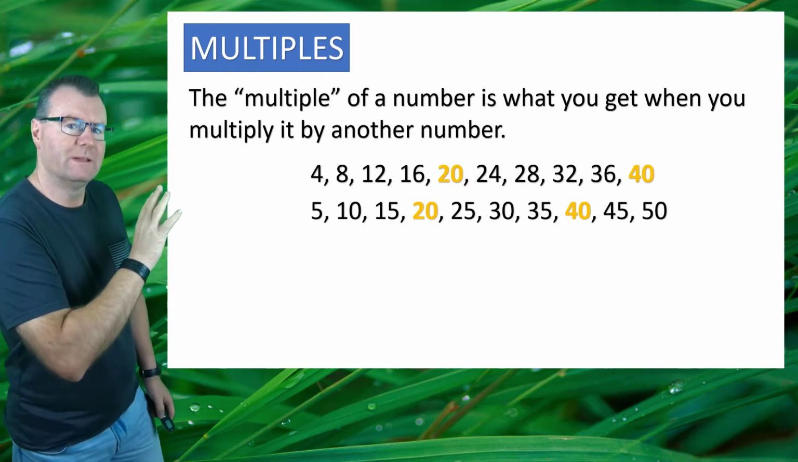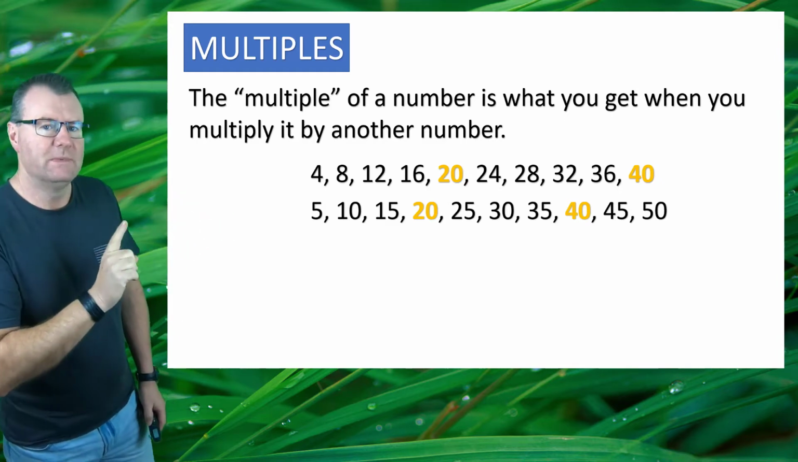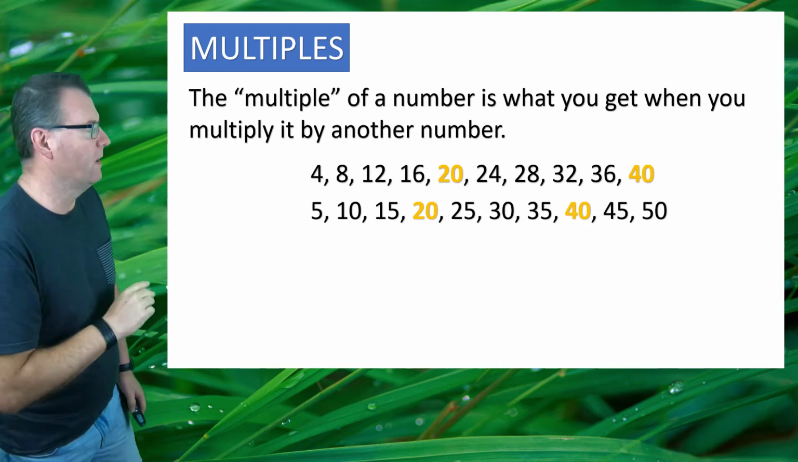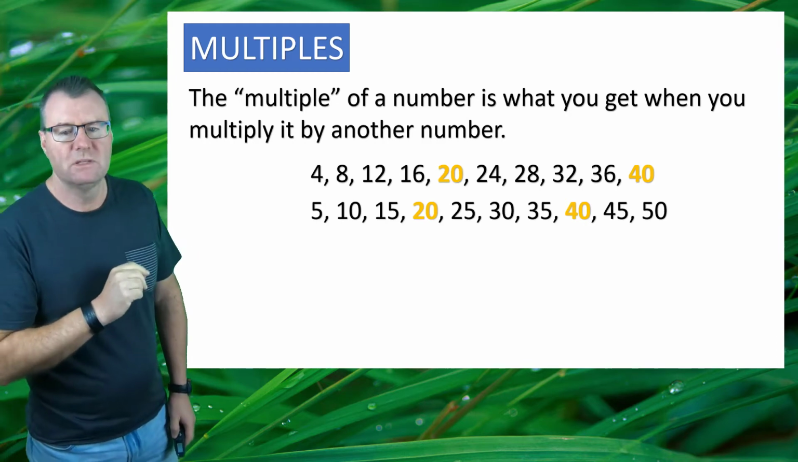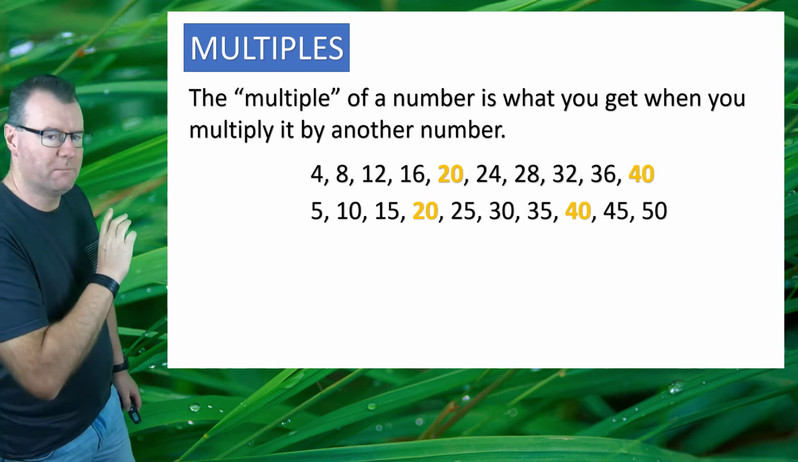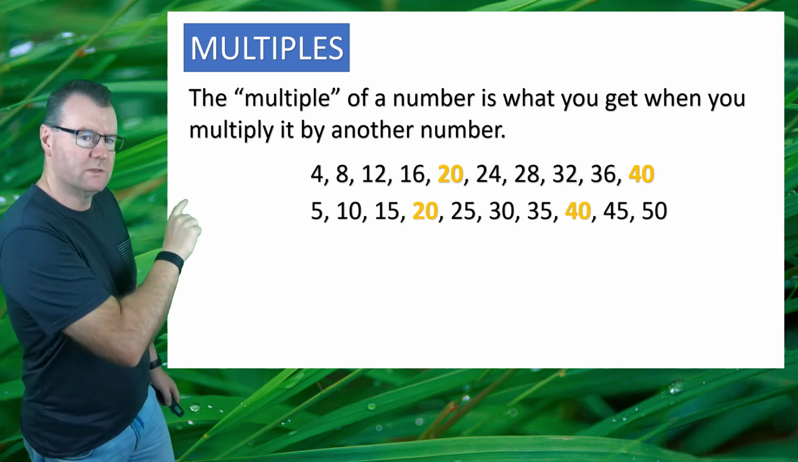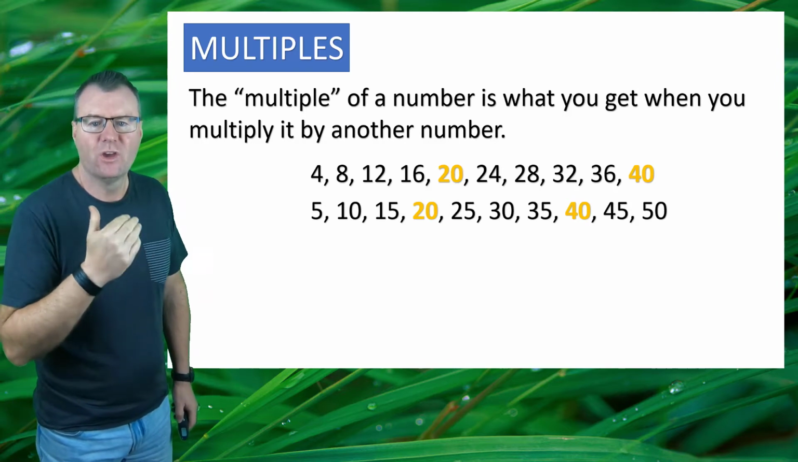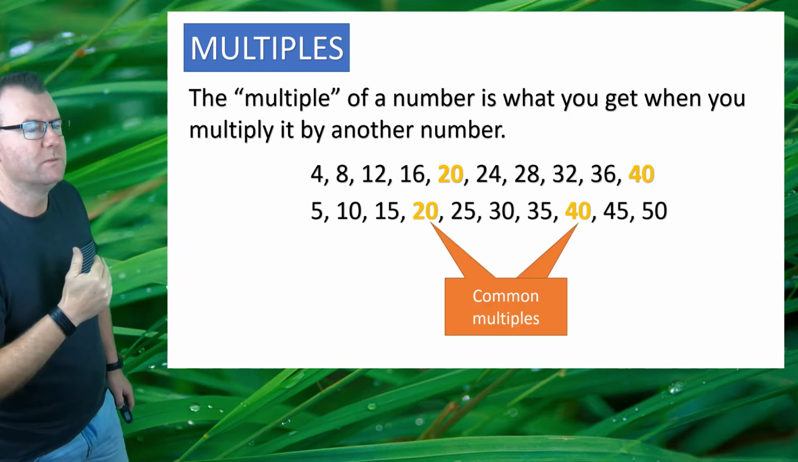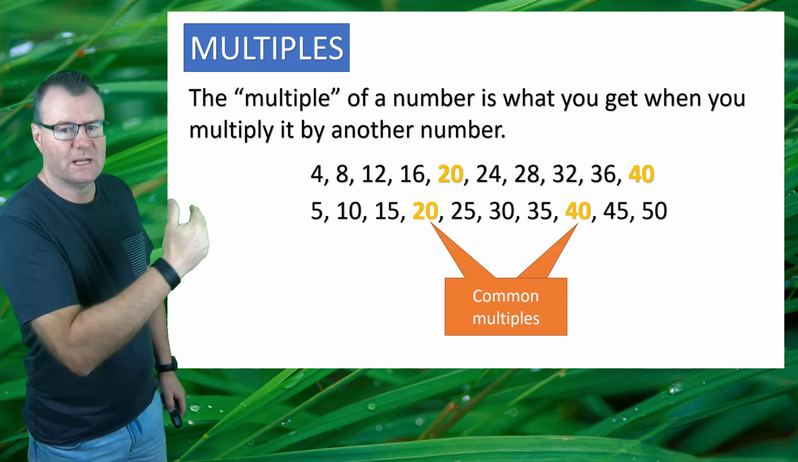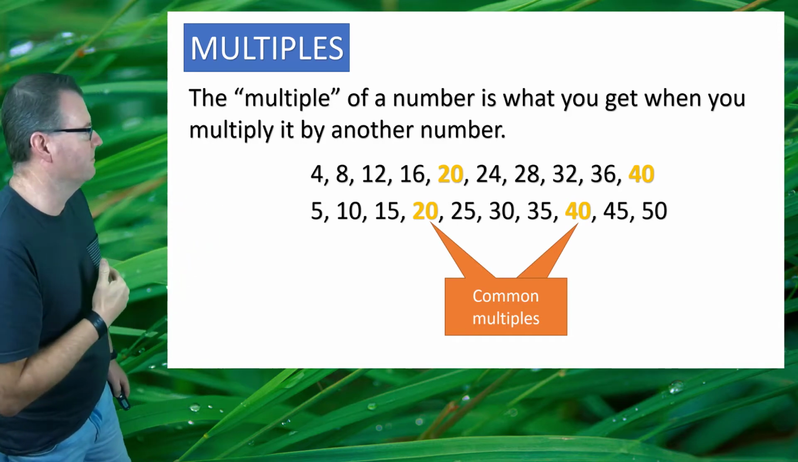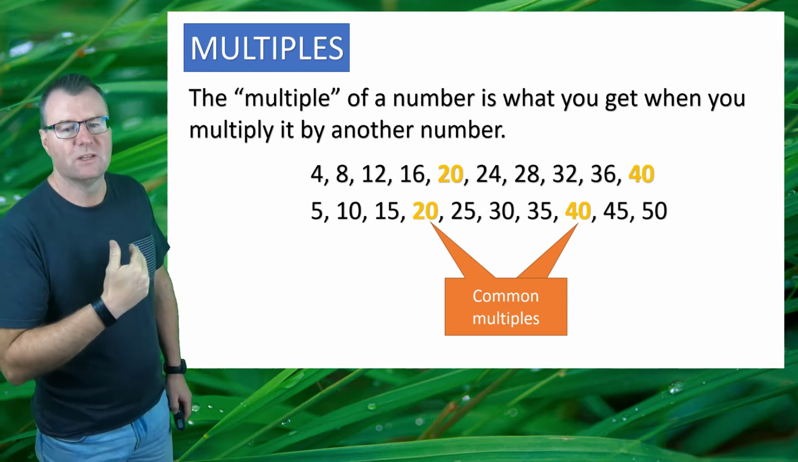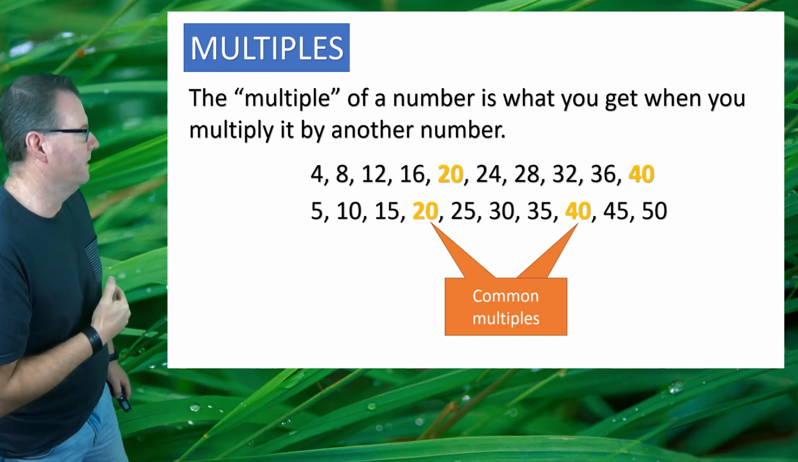Now, I've highlighted here some numbers that I see are common to both of those lists. So the numbers 20 and 40 appear both in the lists of the multiples of 4 and the multiples of 5. So I would say that they are common multiples. Okay? They are numbers that are common to both lists of multiples. So I'd say 20 is a common multiple of 4 and 5.